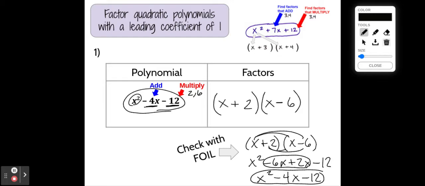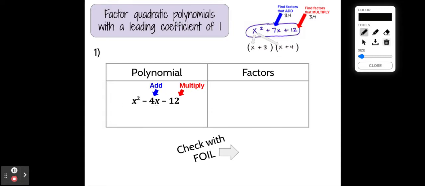The two factors are both binomials. X plus 2 times x minus 6. Those are our factors. All right, let's try this again on number 2. Here's our polynomial. Notice it's got a leading coefficient of 1, which makes it very easy because we know x times x is going to give us the x squared.